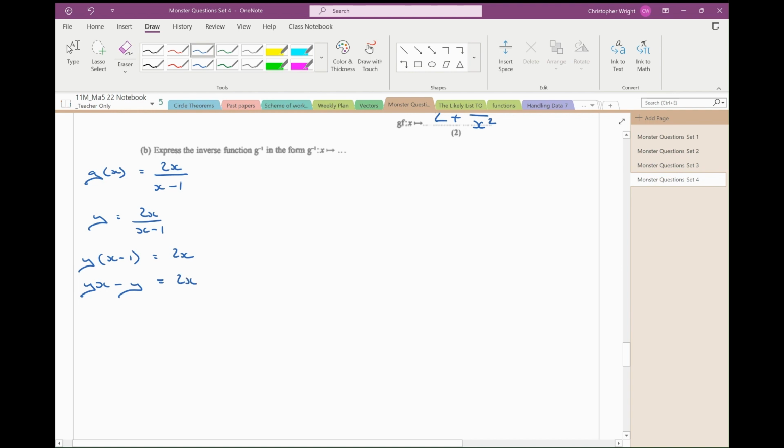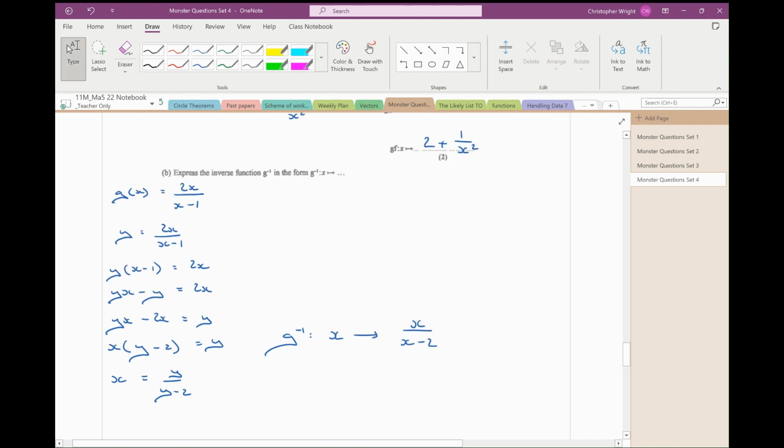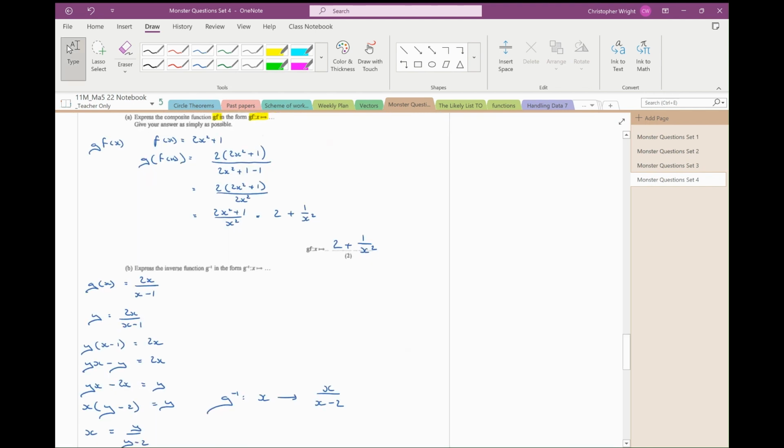I've got to make x the subject, so I'm going to put everything with an x on one side, minus 2x from both sides, and everything without an x on the other side, plus y to both sides. Factorize the left-hand side. x lots of y minus 2 equals y. Divide both sides by y minus 2. So my inverse function, g minus 1, is x goes to x over x minus 2. There we go. There's my solution for question 4.